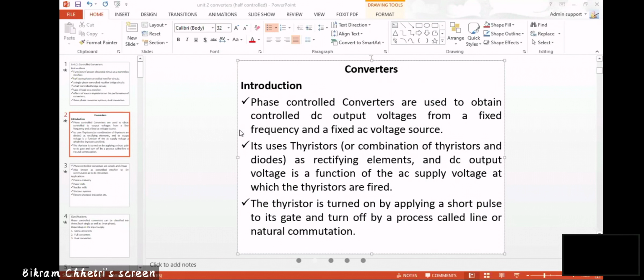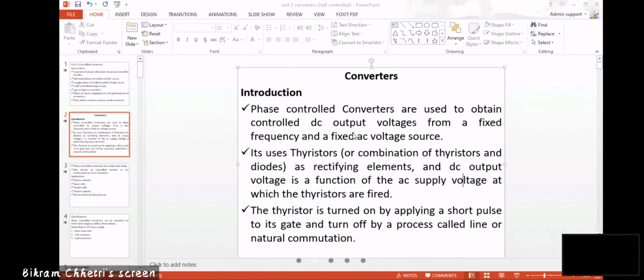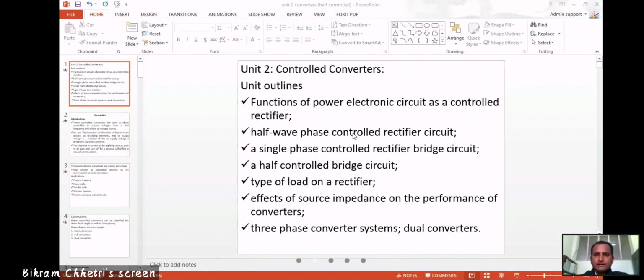If you remember in last classes, what we have done is we have done the uncontrolled converter. Now, if you remember, in uncontrolled converter we started with half wave, full wave.